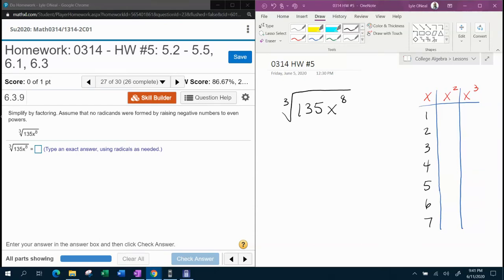All right, here we go. Number 27 from our 0314 homework number 5 in MyLab Math. And the instructions say simplify by factoring. Assume that no radicands were formed by raising negative numbers to even powers. Okay, so we have a cube root of 135 x to the 8th.